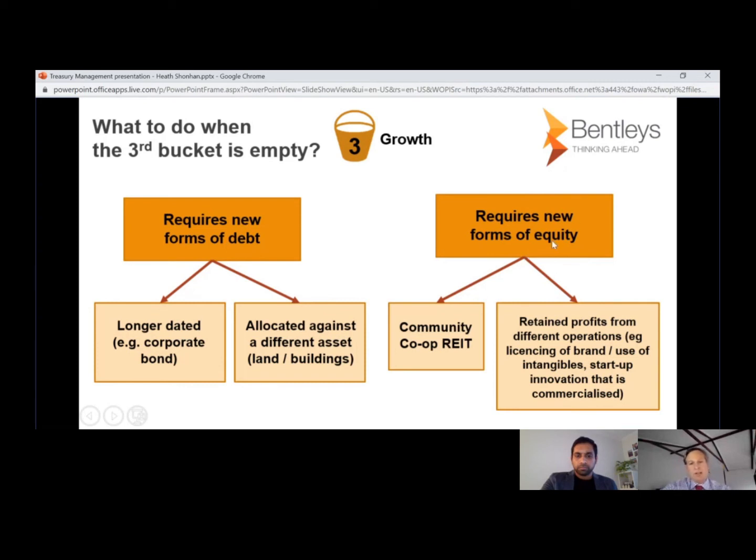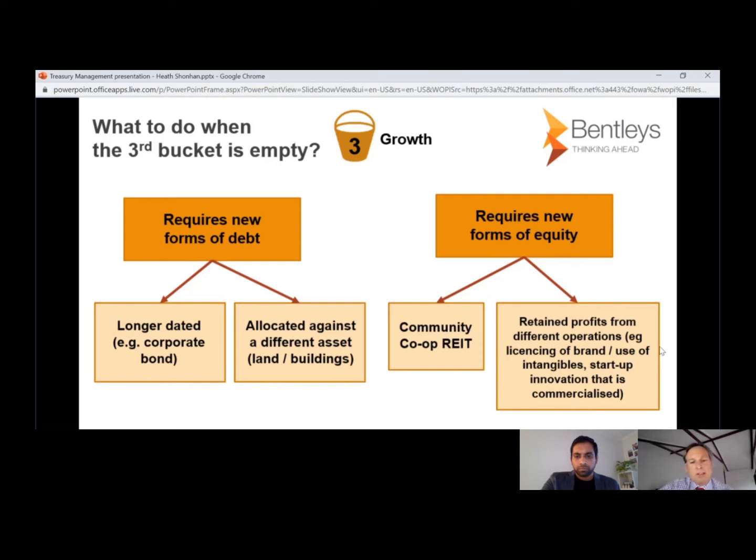What we favour, over on the right-hand side, is acquiring new forms of equity. And here we're really talking about either getting more retained profits from different operations. For example, licensing the brand or use of your intangibles, or commercializing a separate startup innovation is one format which gets extra alternative income in. And this is over and above retaining profits on an operating basis, which is another form of equity retention.